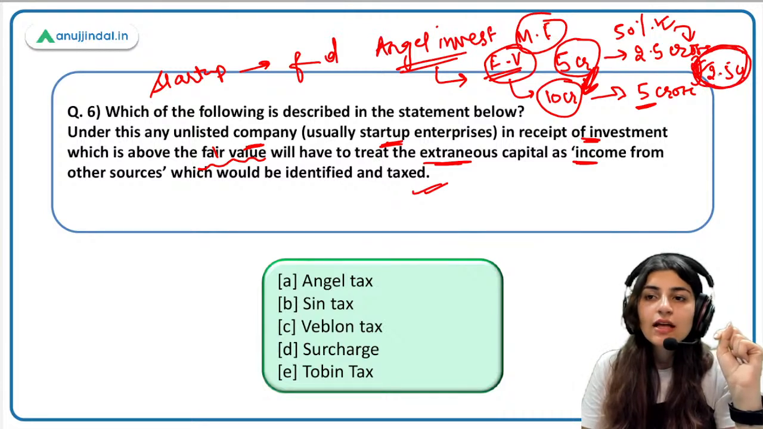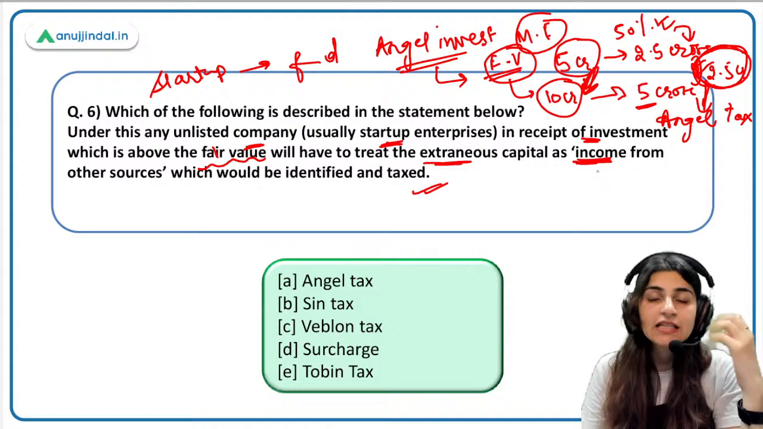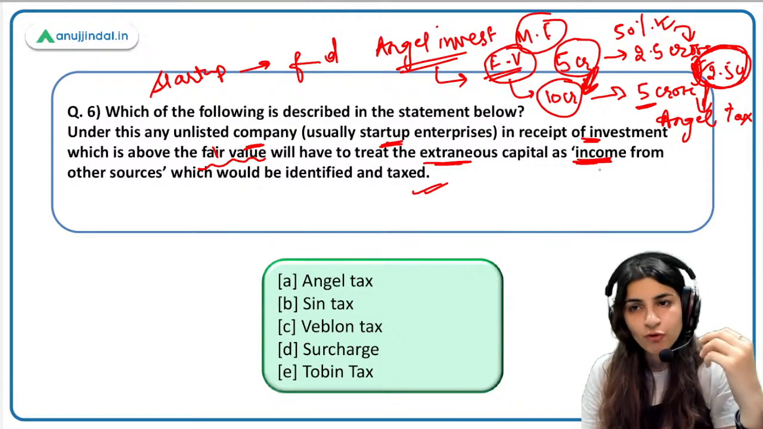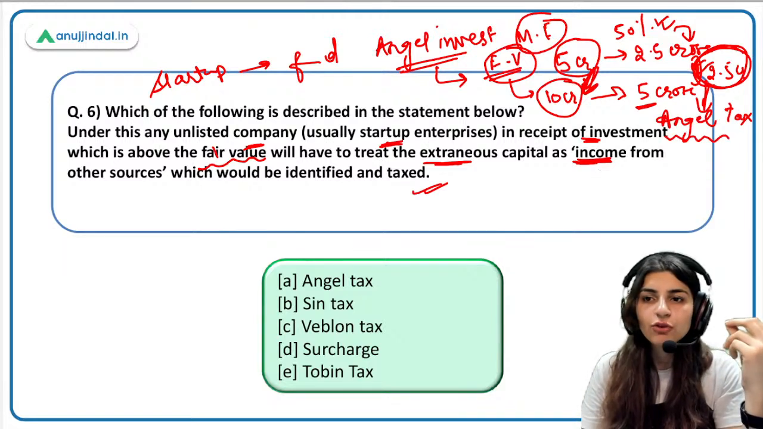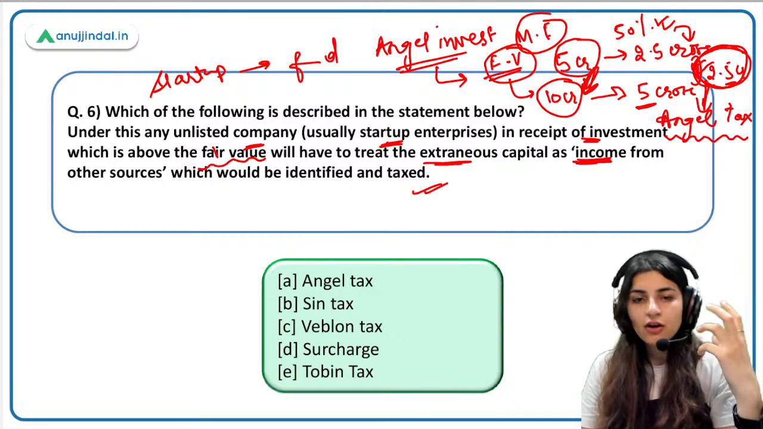Now, on this they will have to pay angel tax, because this will be income from other sources for the startup. This becomes income from other sources for the startups, and they will have to pay angel tax on the 2.5 crore over and above the fair value. So the correct answer here is angel tax.